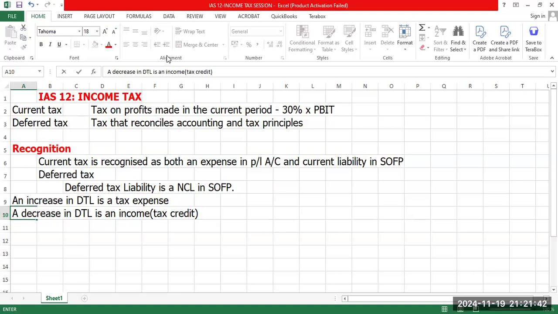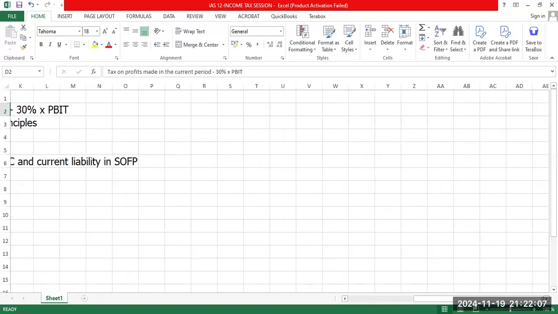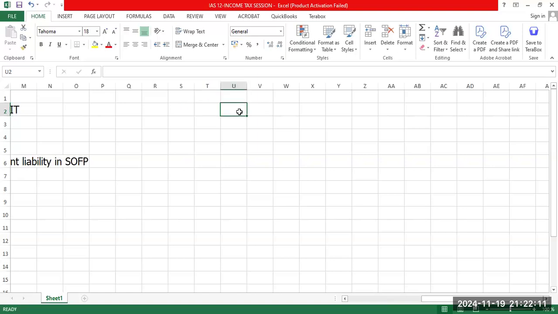Colleagues, is it clear? Abel, I was asking, pardon, on the current liability. Okay, Samasa, on your current liability, I'm saying, remember first to know what current tax is. It is tax on profits made in the current period. You are going to compute the tax. You have profit before tax, then you go ahead and compute your tax at 30% of profit before tax.